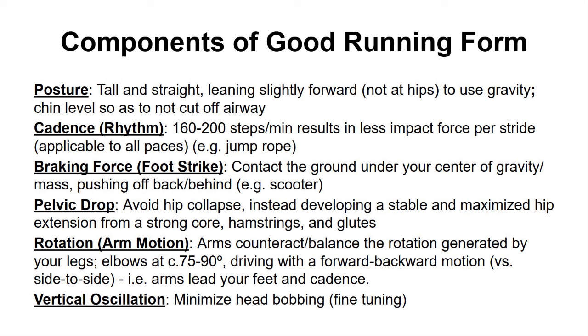Cadence has been mentioned. Rhythm is huge. There's debate about what's the best steps per minute. It's kind of relative to the person and their biomechanical composition, but somewhere between 160 to 200 can be the optimum. One way to practice that is with a jump rope. It's really hard to overstride or have too slow of a cadence when you're jump roping.